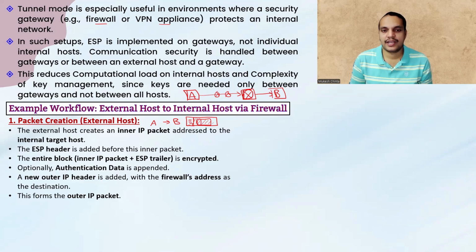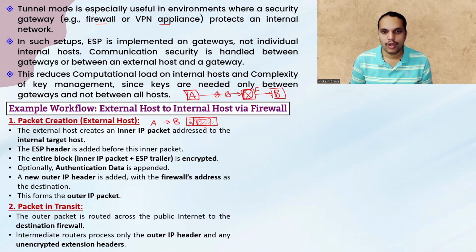The main difference here is that for this outer header, the destination address will be this firewall, F, not B. A new outer IP header is added with the firewall's address as the destination. This forms the outer IP packet. This is point number 1. Point number 2: now this packet is being sent across the network.